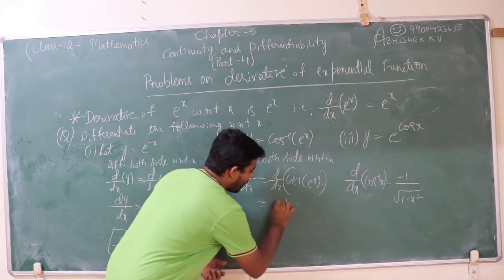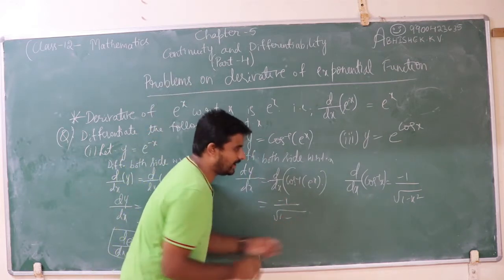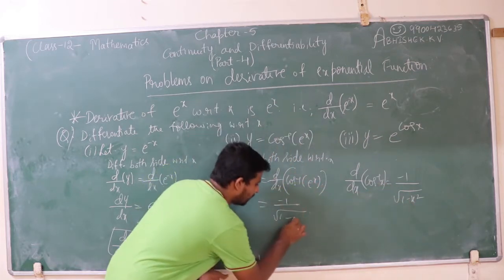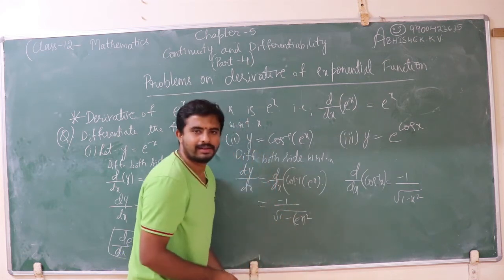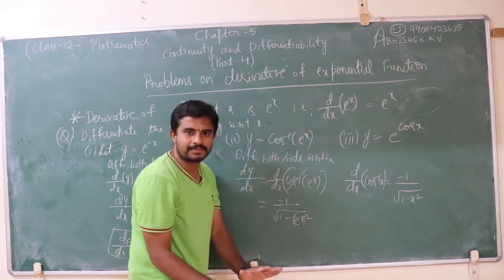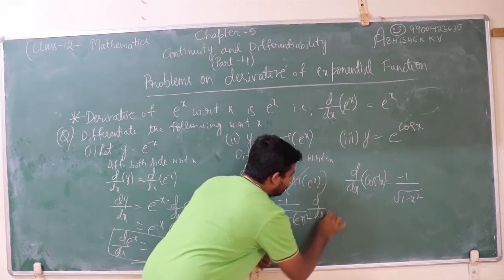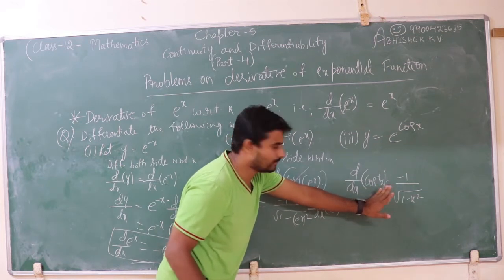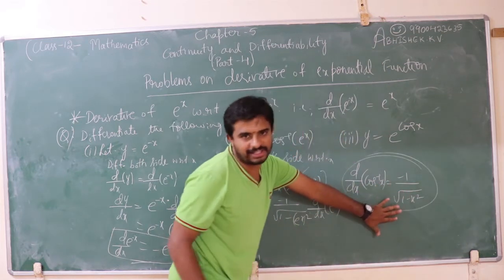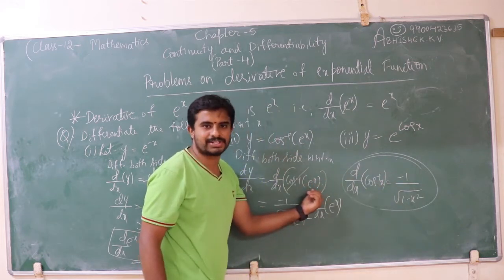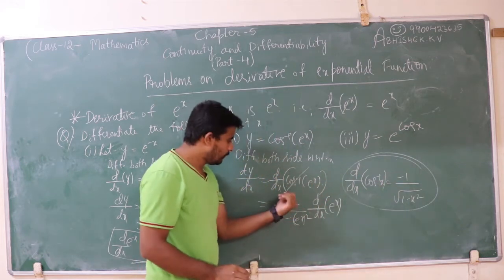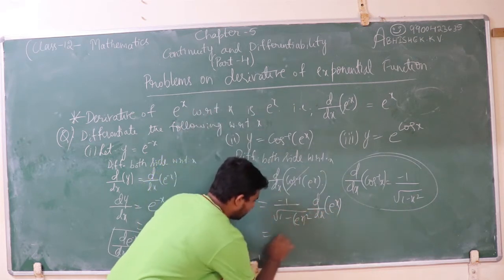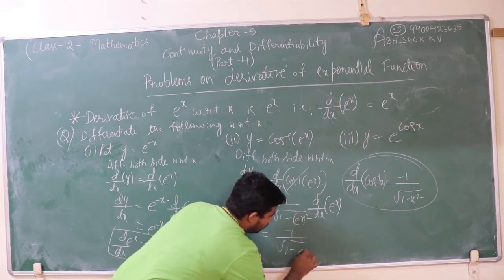So, this is equal to what? Minus 1 divided by square root of 1 minus, instead of x, what we have? The exponential function. So we need to write the exponential function. We are cutting this cos inverse, but still we need to differentiate this exponential function. Instead of x, we have the exponential, so we need to apply the chain rule. First we cut the cos inverse, then we need to find the derivative of the exponential. This is equal to minus 1 divided by square root of 1 minus e to the power of x square.